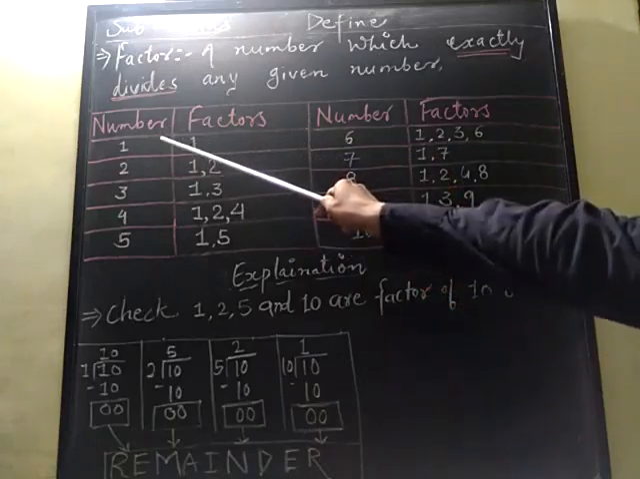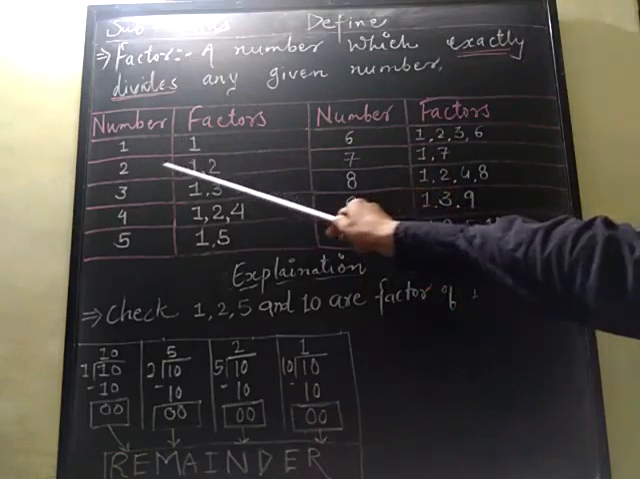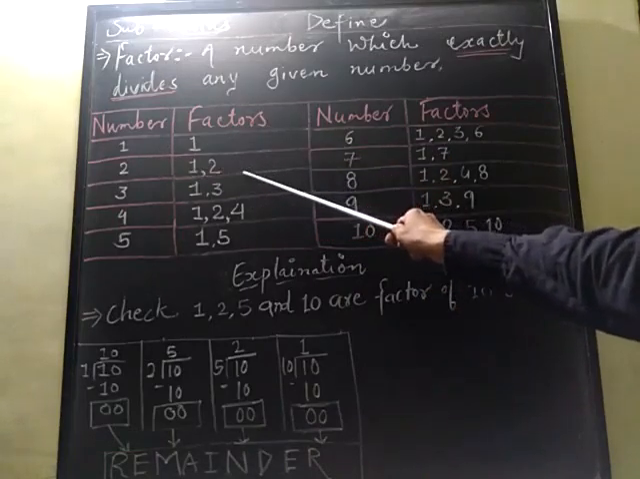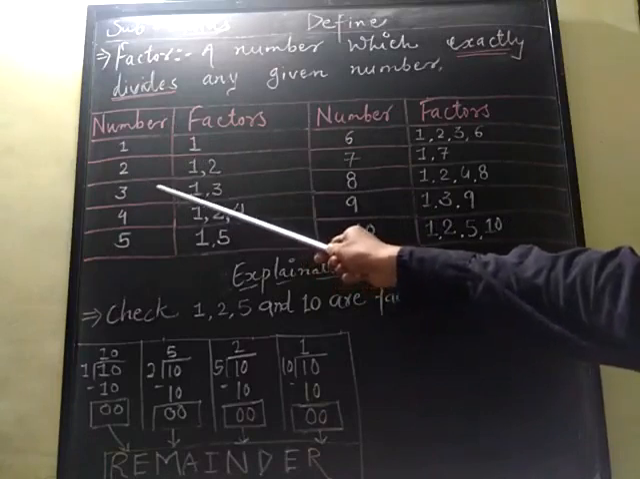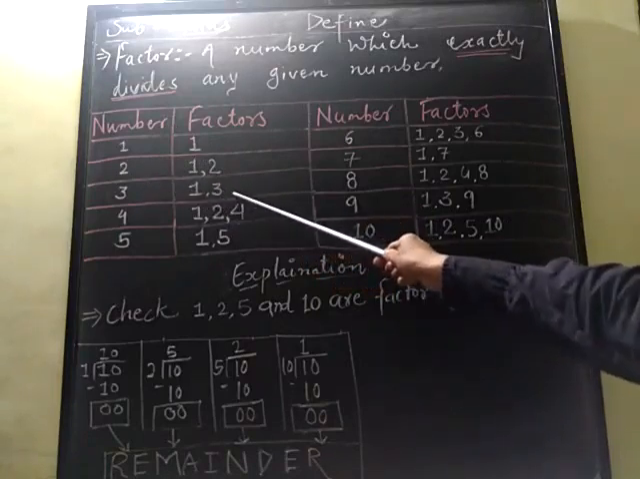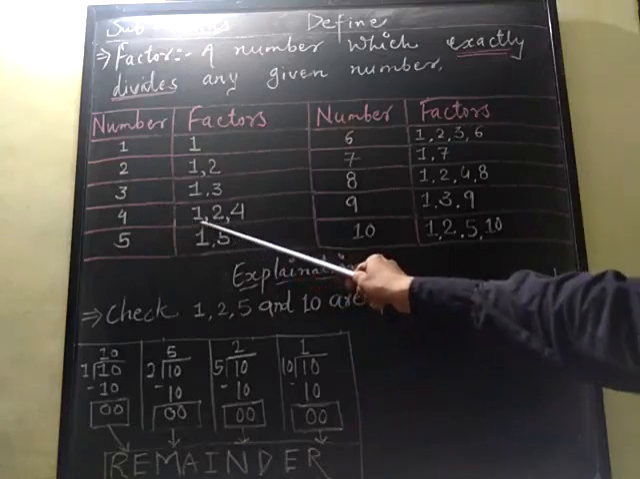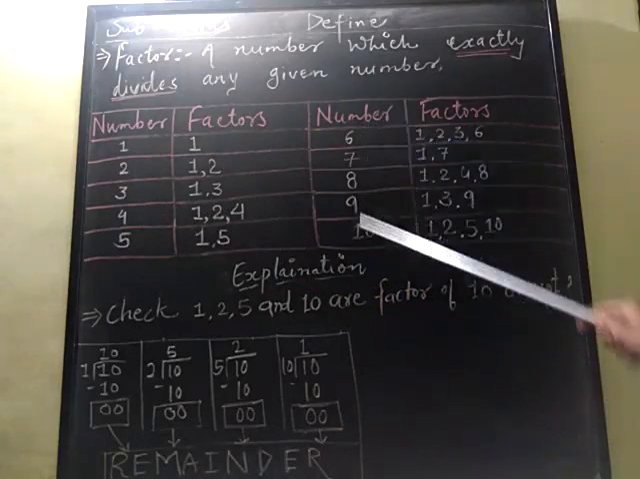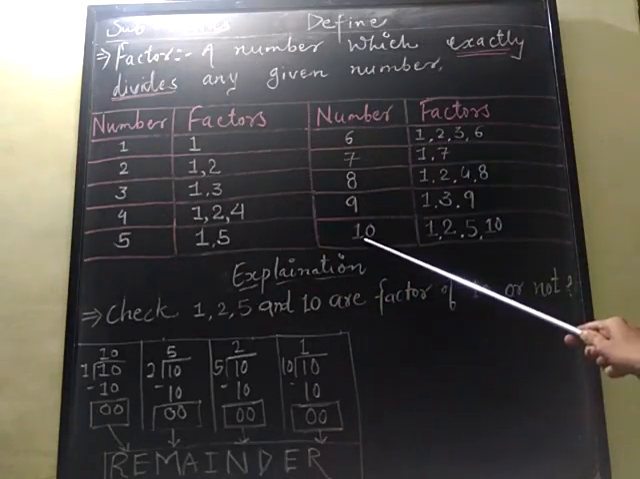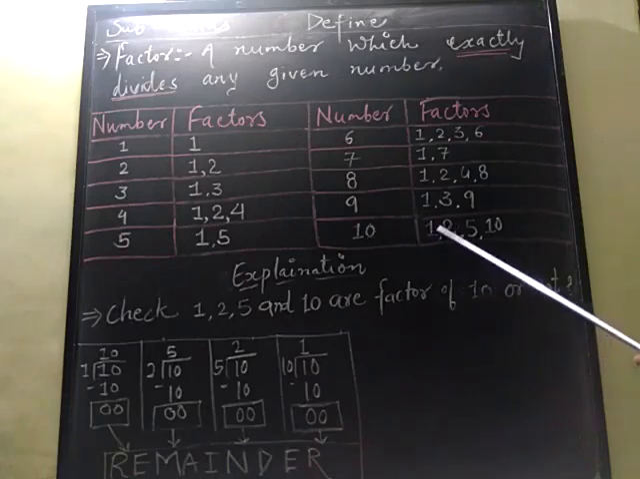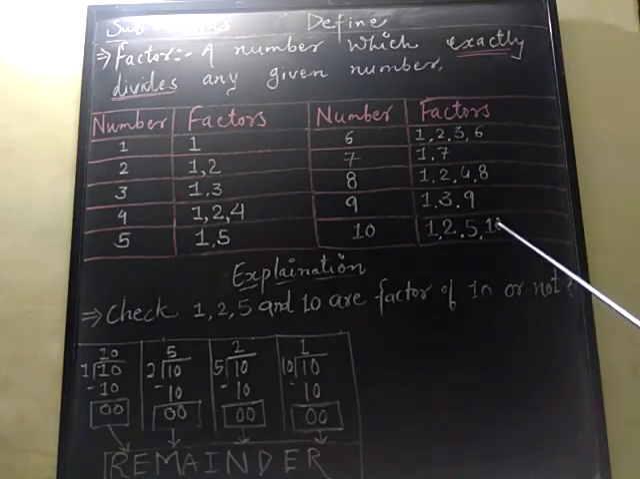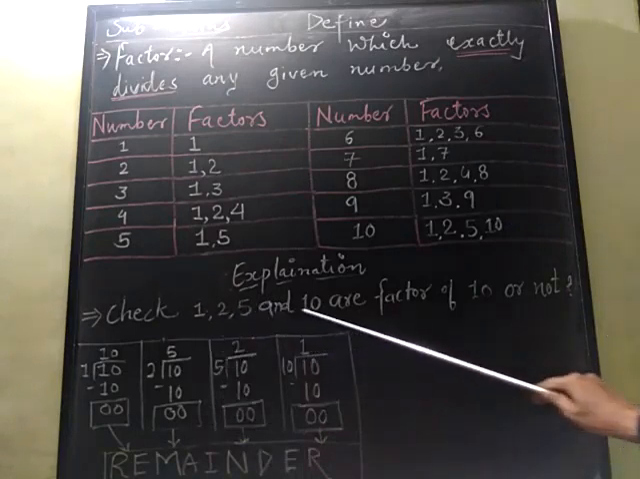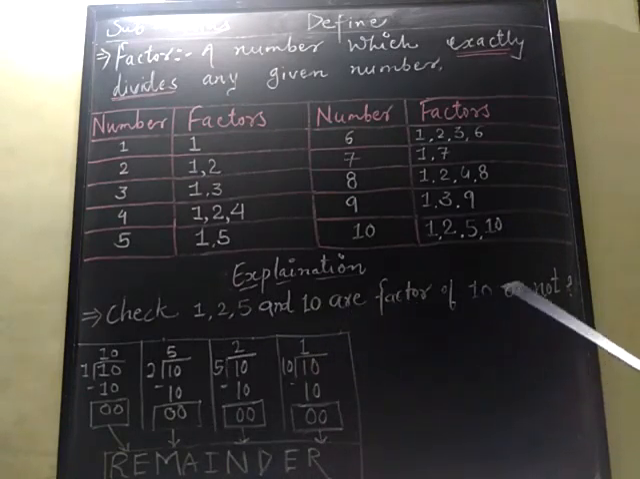We see the number 1, its factor is only 1. Number 2, its factors are 1 and 2. Number 3 has 2 factors, 1 and 3. 4 has 3 factors, 1, 2, 4. In the same way, you can also see all the numbers. See 10. The factors of 10 are 1, 2, 5 and 10. Now we have to check whether 1, 2, 5 and 10 are factors of 10 or not.